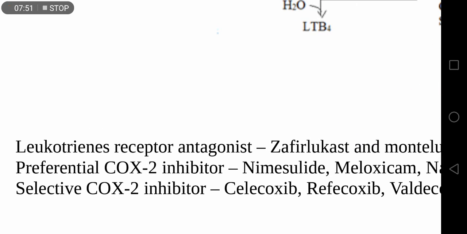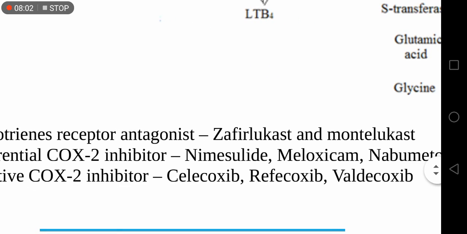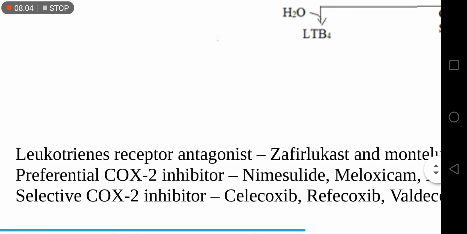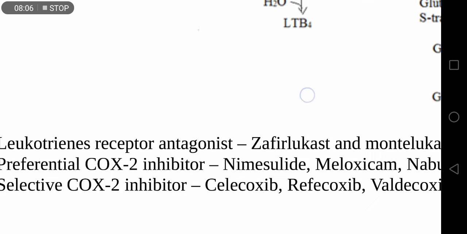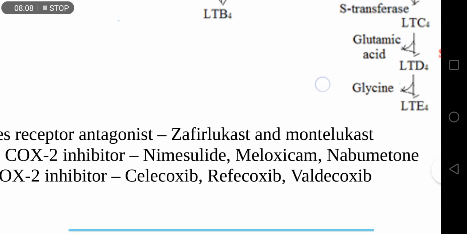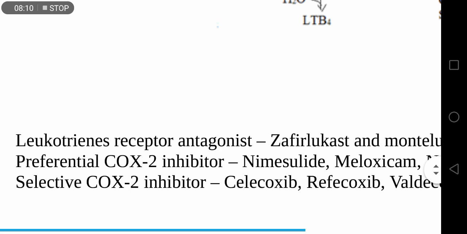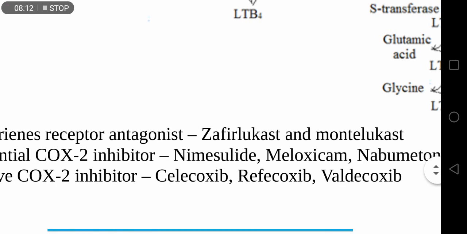Different drugs act on eicosanoid biosynthesis. For example, leukotriene receptor antagonists are Zafirlukast and Montelukast. Preferential COX-2 inhibitors are nimesulide, meloxicam, and nabumetone. Selective COX-2 inhibitors are celecoxib, rofecoxib, and valdecoxib.